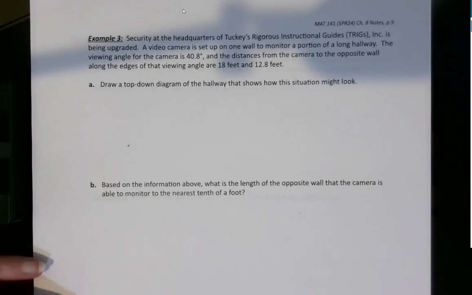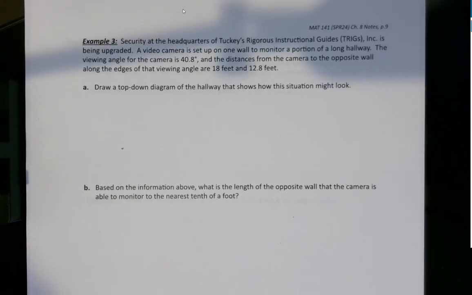Okay, and let's take a look at our next example. Security at the headquarters of Tucky Rigorous Instructional Guides, or TRIG Inc., is being upgraded. A video camera is set up on one wall to monitor a portion of a long hallway. And the viewing angle for the camera is set to be 40.8 degrees, with the distances from the camera to the opposite wall along the edges of that viewing angle being 18 and 12.8 feet.